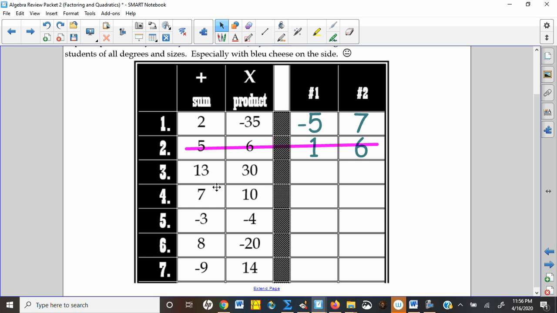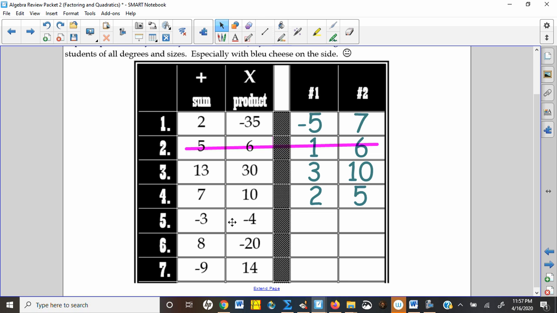All right, 13 and 30. So 30 is either 1 times 30, 2 times 15, 3 times 10, maybe 5 times 6. Which of those add up to 13? Once again, it has to be a positive times a positive because both terms are positive, right? And so if you said 10 times 3, hopefully we get it right this time. Yes, very good. Number 4, positive again. So is it 1 times 10 or 2 times 5? That's the only way to multiply to 10. Oh, yep, 2 times 5 adds up to 7, right?